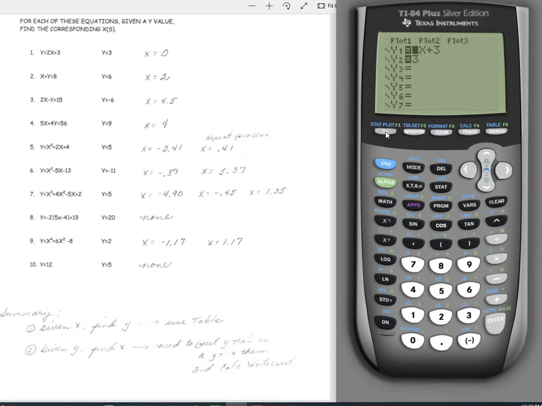Let's try the next one. So on this one, we have 8 minus x when we reorganize it. 8 minus x, and we are looking for when y is 6. And we hit graph. And we're looking for this point. So second calc 5, enter, enter, enter. All right. And so our answer is x equals 2.